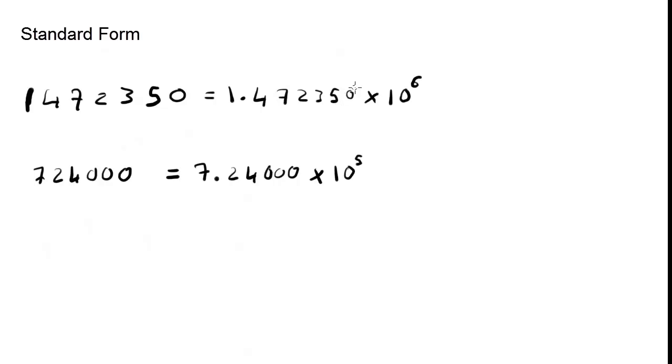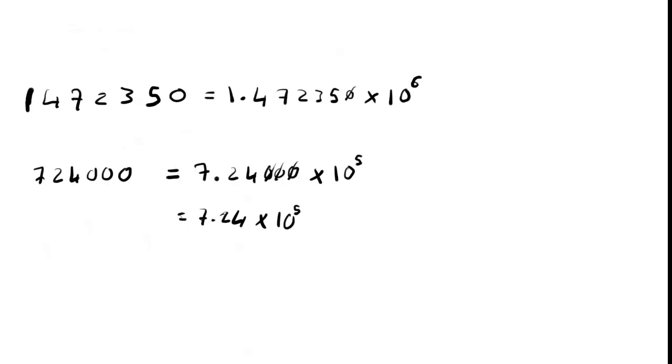Now actually what we can do is we don't really care about these zeros at the end, so we can just get rid of them. It doesn't really matter about those zeros, so we would actually write 7.24 times 10 to the power of 5. And that's how you write numbers as standard form when they are whole big numbers and not decimal numbers.